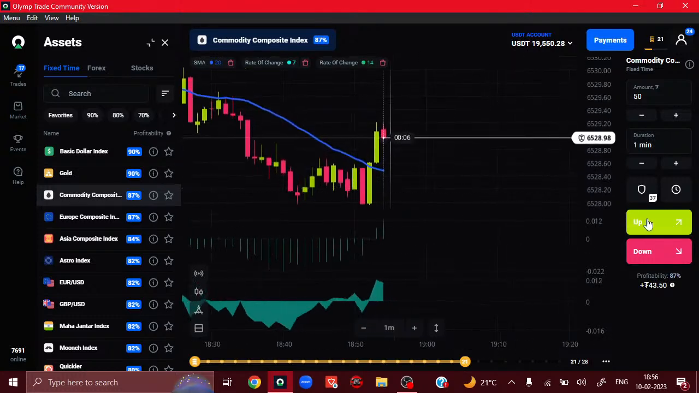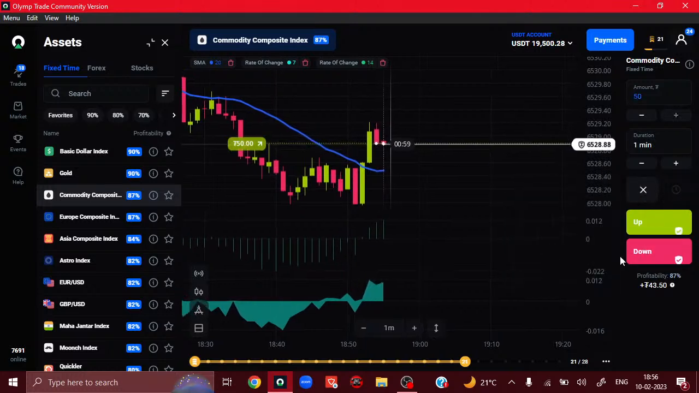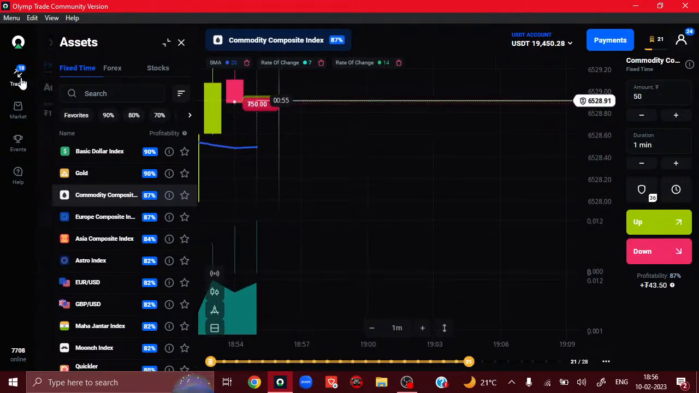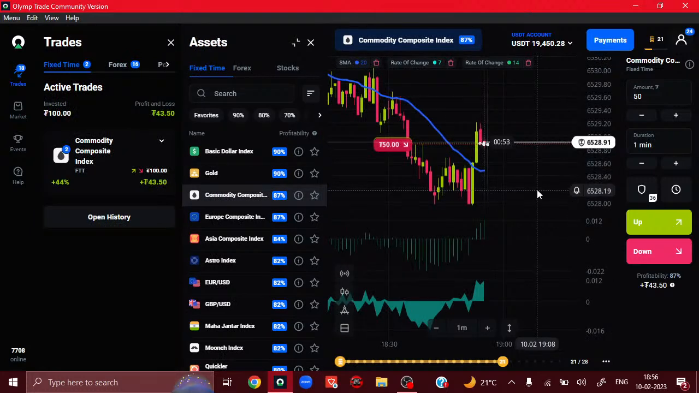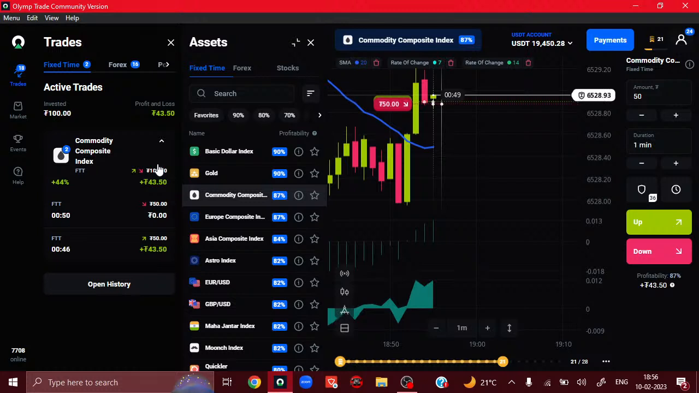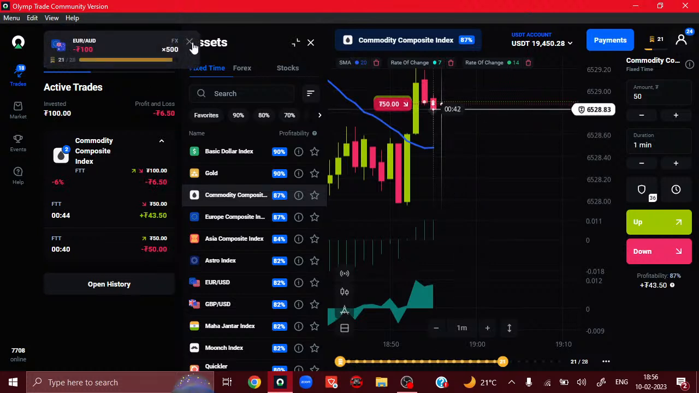Okay, in the commodity composite index, also we are having this opportunity in the upward direction, and in order to minimize the risk, I am using one of the risk-free trades along with it. So either way the price goes, my $40 profit will be assured.